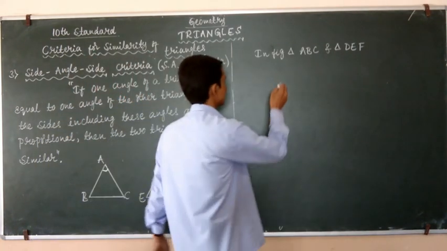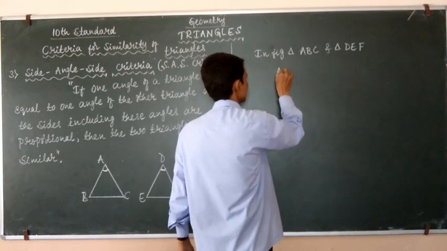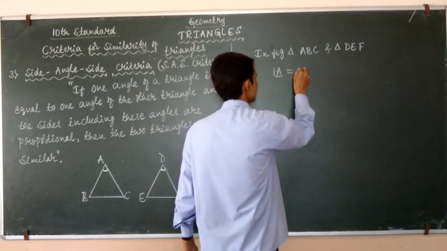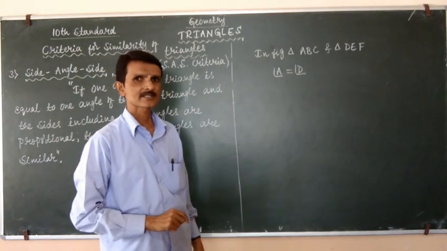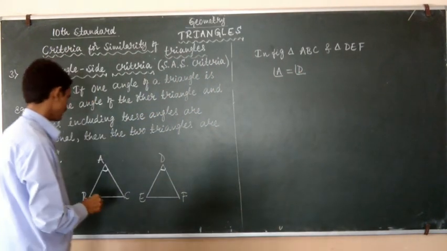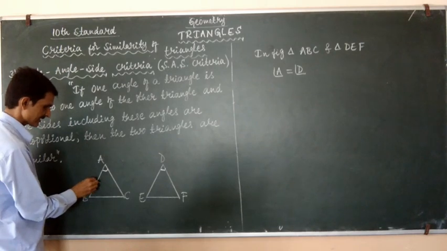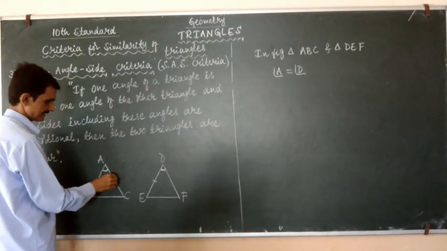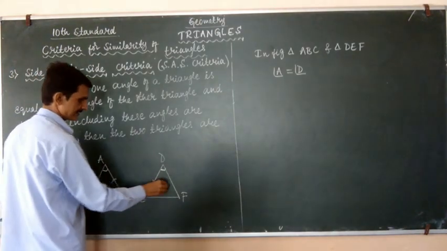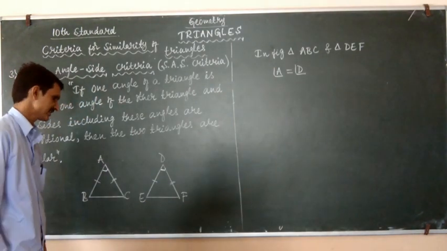So angle A equals angle D. Angle A equals angle D. So here, if this is the first side AB, the corresponding first side is DE. So the second side is AC, the corresponding second side is DF.